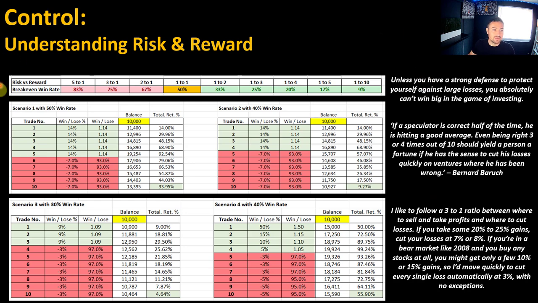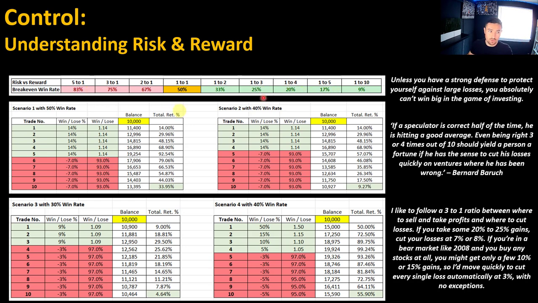So it's also about understanding break-even win rates as well. So if we look at the risk versus reward, so if you are risking 1 unit and you get 3 units back, your break-even win rate is 25%. You only have to be right on 1 out of 4 trades to be breaking even. If your risk to reward is 1-4, so i.e. you are risking 1 unit and your return is 4 units, then your break-even win rate is 20%.